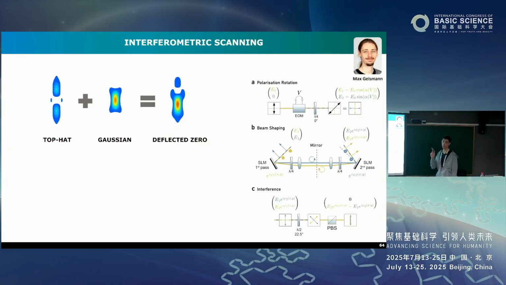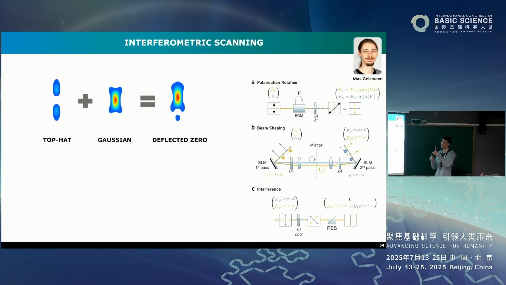So basically, we just have a beam. We can rotate its polarization very, very fast with an electro-optical modulator, super fast, sub-microsecond. And then you go twice through an SLM. One to make the Gaussian beam, where actually you almost do nothing, but you correct aberration. Then a second time to make your top hat beam. So basically, you pattern one shape in one polarization of your beam, and in the other polarization, you pattern the second shape.